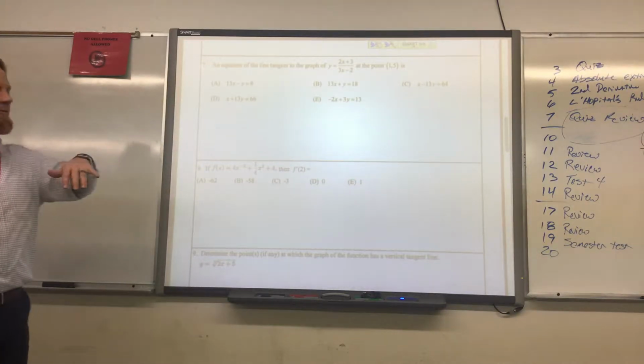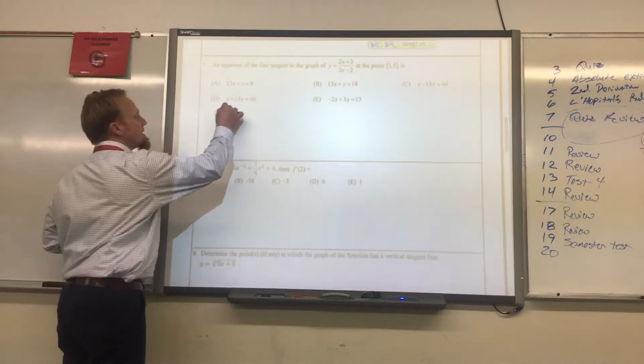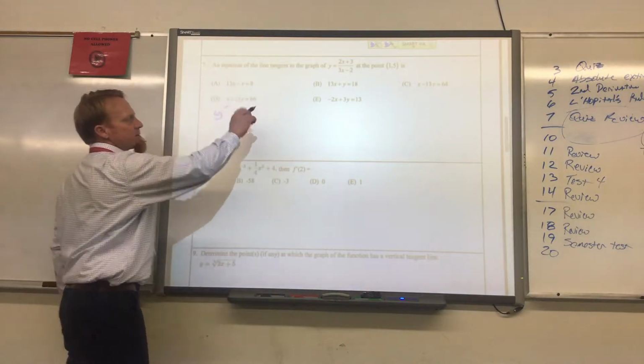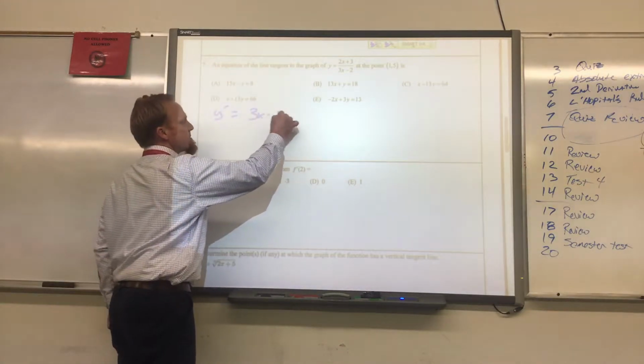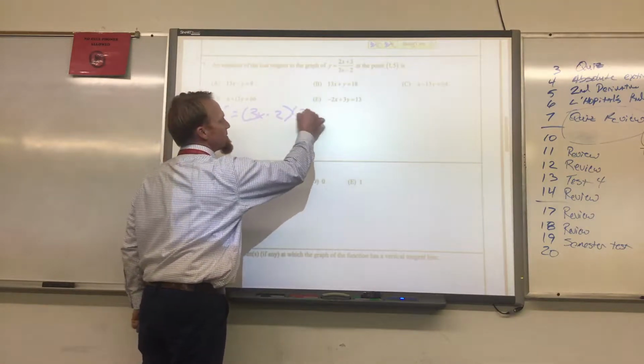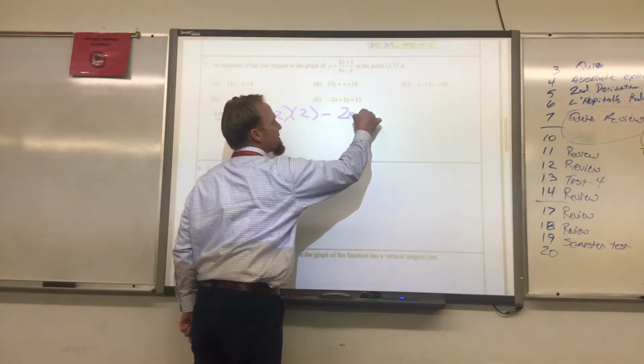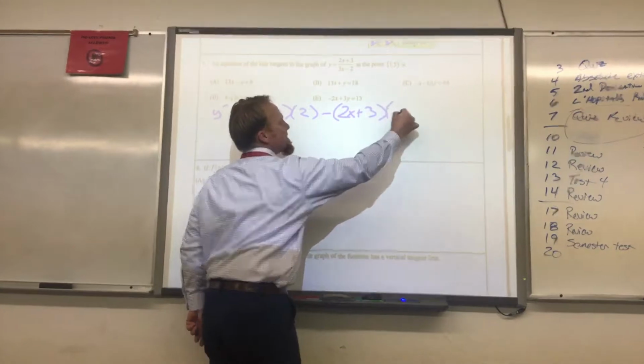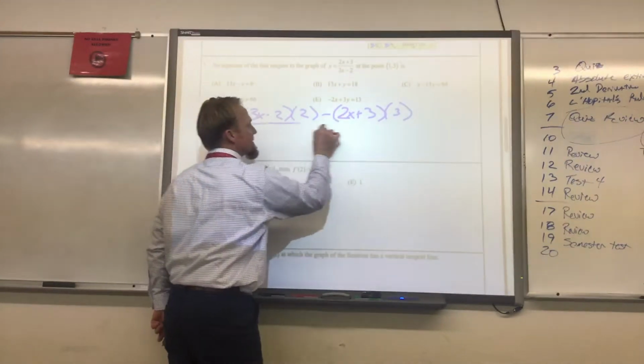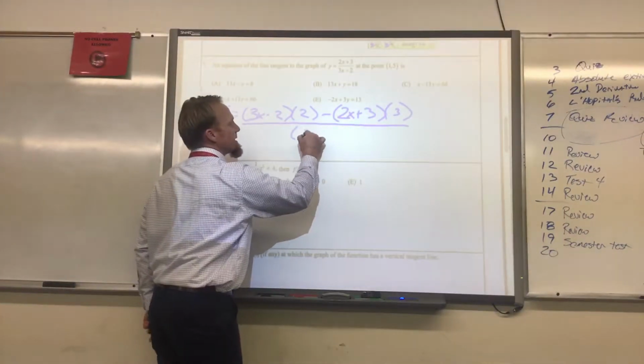Where do we get slope from? Derivative. Thank you. All right, so we need quotient rule. So bottom, derivative of the top, minus the top, derivative of the bottom, and then don't forget the bottom squared.